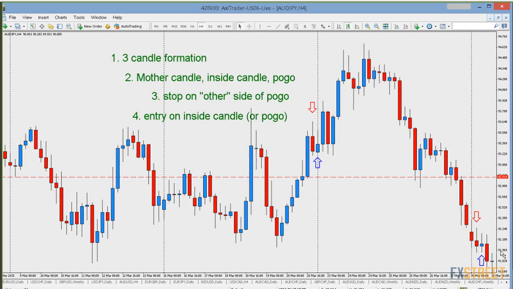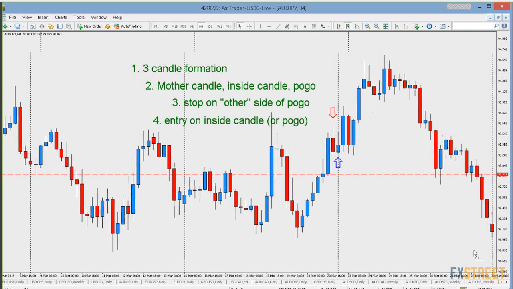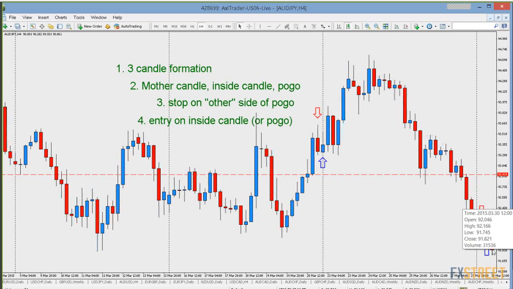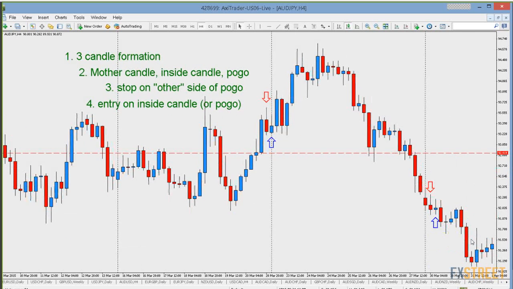Why? Same reason, but in reverse. This next candle right here is not a pogo because it does not come back up and close inside the inside candle. The open is inside the inside candle, but the close is not. So this red candle is not a pogo, and there is no reason to buy here. You can see the market, of course, continues lower. Just wanted to point that out. There is another one in the middle at the top of the trend before the reversal.